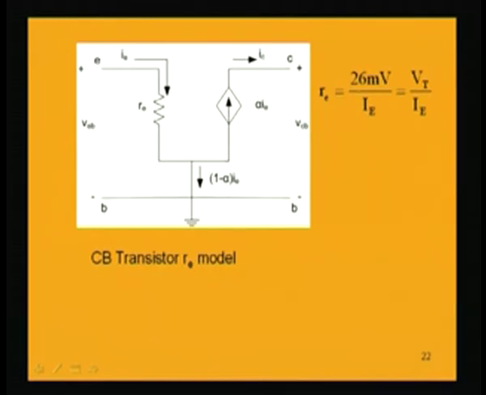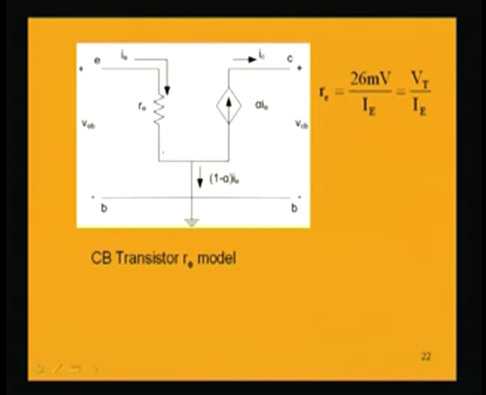So, in the AC equivalent circuit, we can incorporate this model for the physical transistor, and we can proceed to find out the parameters like voltage gain, current gain, input resistance, output resistance, etc. for a common base transistor amplifier.